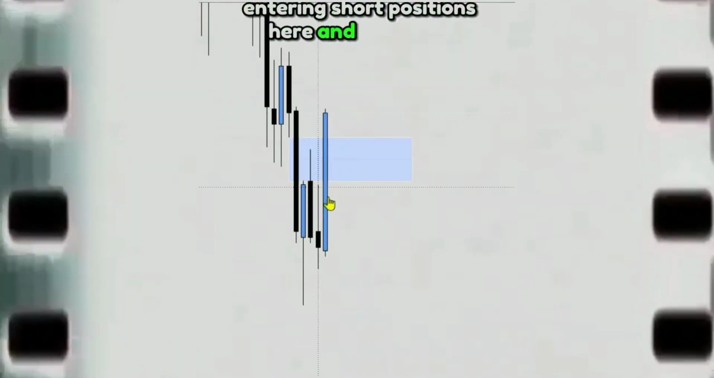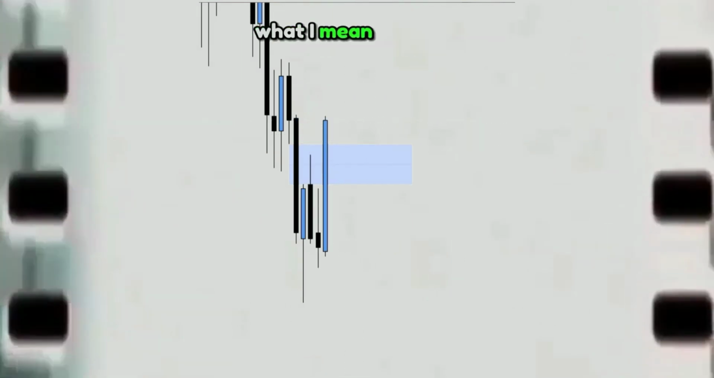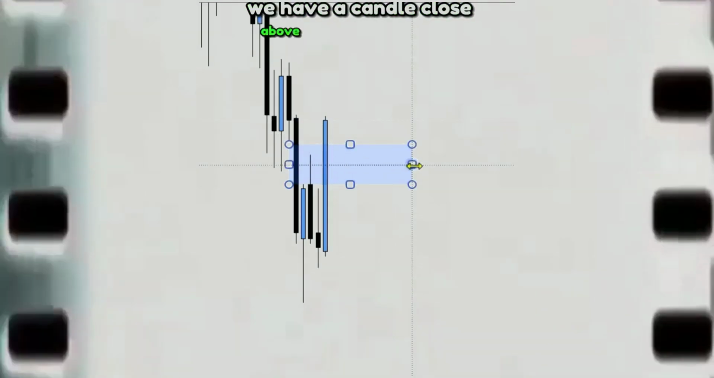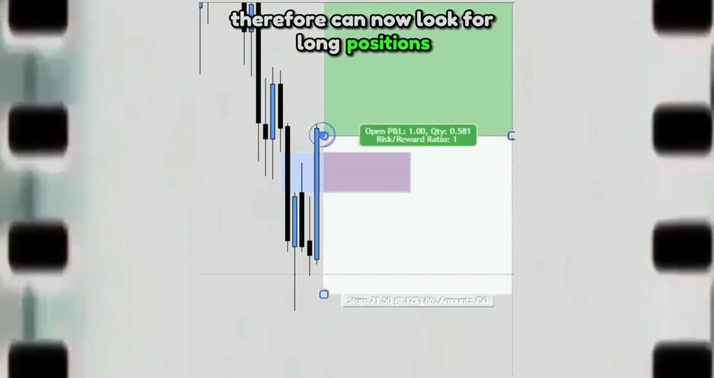Now most ICT traders will be entering short positions here, and they'll be wondering why they're getting stopped out. The reason for that is because this fair value gap has been disrespected right here, and it has now been inversed. What I mean by that is we have a candle close above this bearish fair value gap. Therefore, we can now look for long positions. We can enter a long position on the candle close above the fair value gap. The stop loss is a candle close back below this fair value gap.